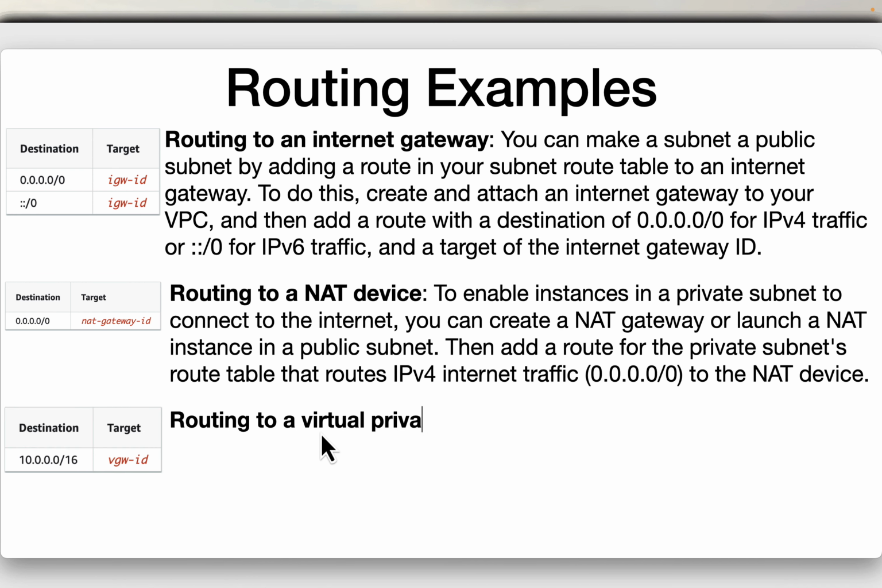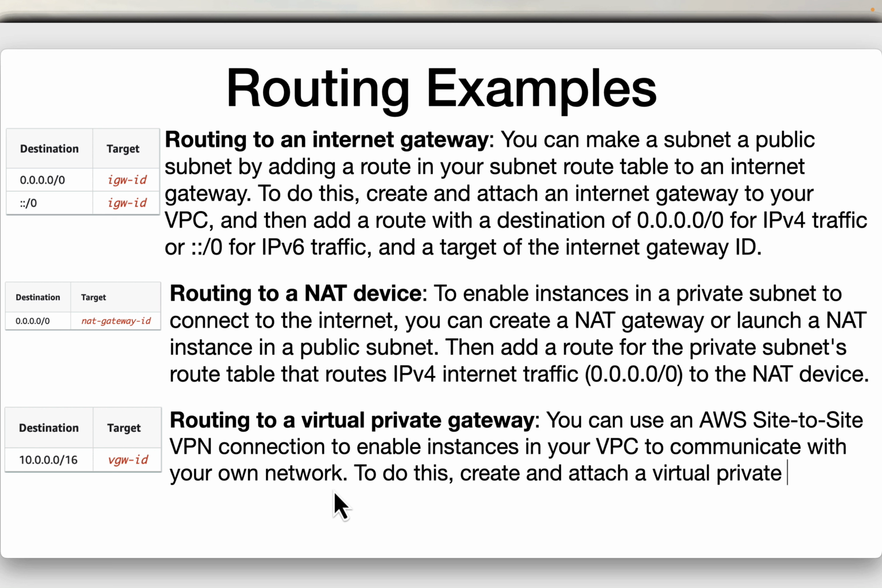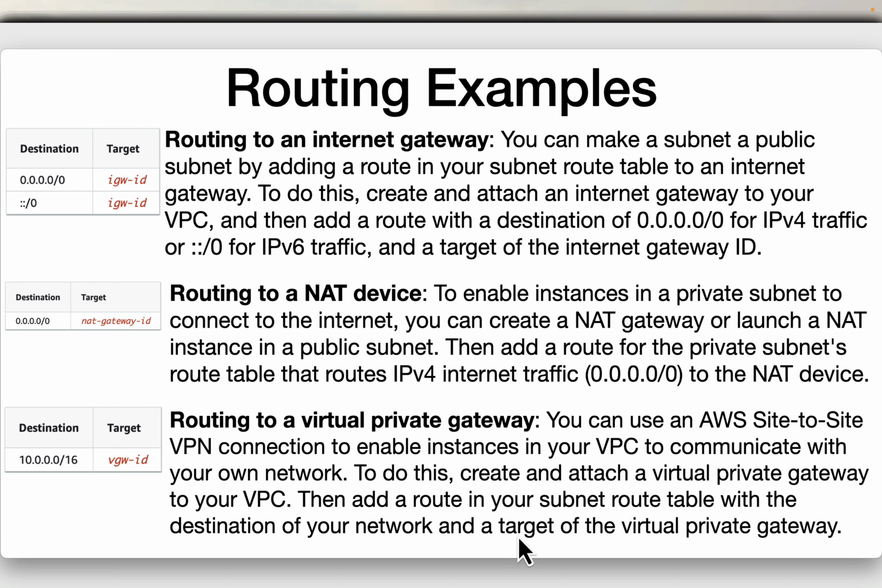Then finally, routing to a virtual private gateway. You can use an AWS site-to-site VPN connection to enable instances in your VPC to communicate with your own network. To do this, create and attach a virtual private gateway to your VPC. Then add a route in your subnet route table with the destination of your network and a target of the virtual private gateway. So something like this.